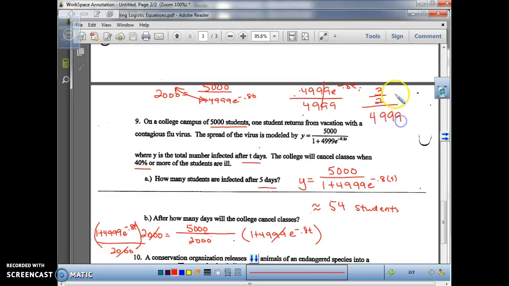And I'm not touching the calculator yet. I'm going to ln both sides, so this is gone. I know, that is kind of unfair, isn't it?